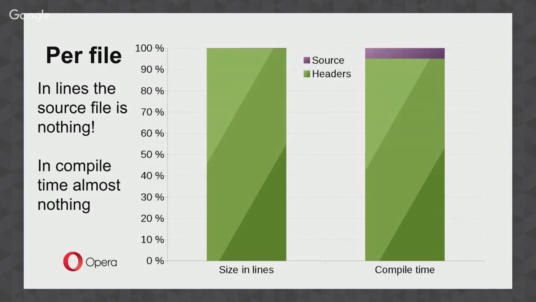If we split up the files in headers and CPP file, you will see the CPP file in the purple line at the top, and the rest is headers. So basically, we're spending all the time compiling headers. Headers compile faster, so okay, but still, almost all the time is headers, like 95%.